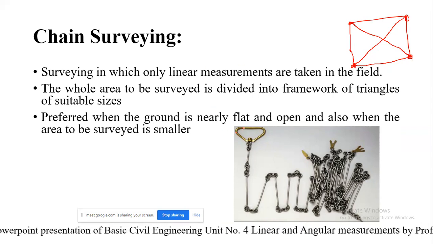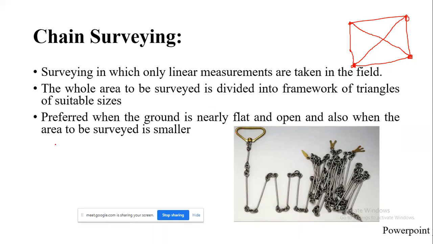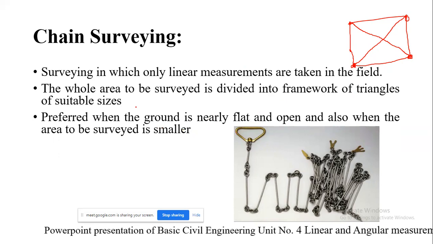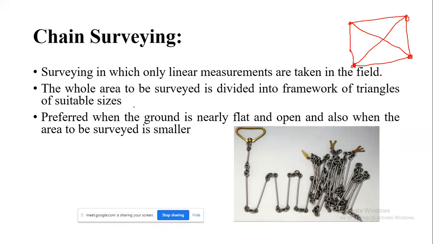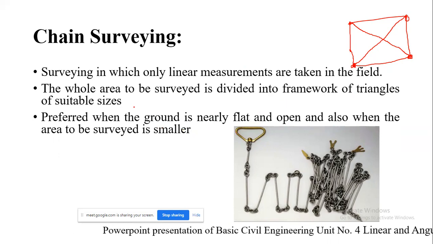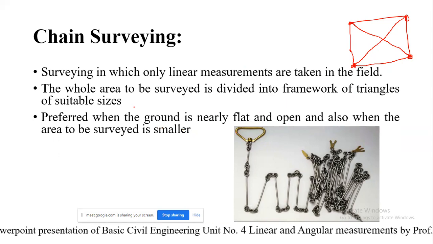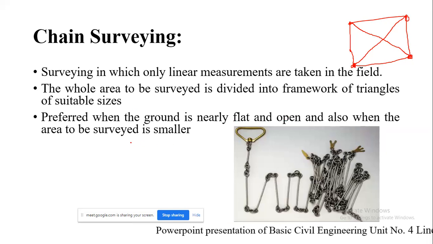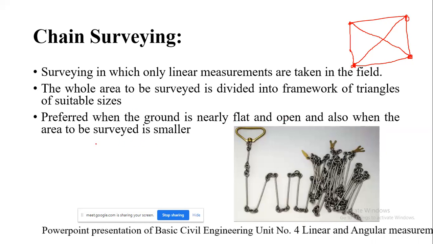Chain surveying is preferred when the ground is nearly flat and open, and also when the area to be surveyed is smaller. So you can conclude that you can use this only when you are dealing with plane surveying, in which the curvature of the earth is not taken into consideration, and the surface is treated as a flat one. When the area is open and smaller, you can go with chain surveying.